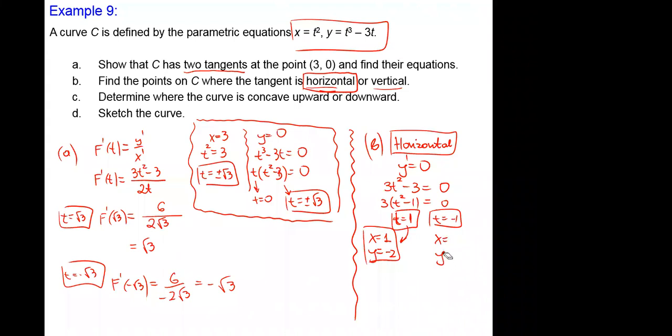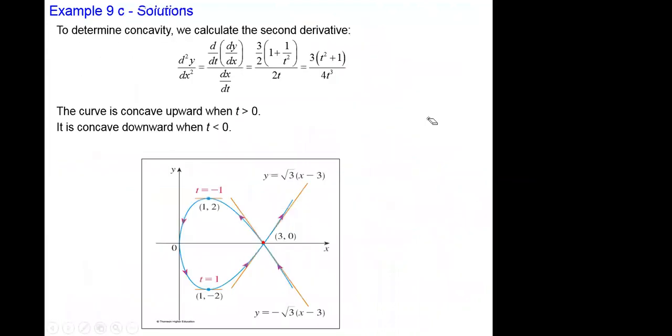What is the value of x and y if the parameter t is negative 1? It is 1 and positive 2. Yes, thank you. I was trying to compute. As we can see, at the points 1, negative 2 and 1, positive 2, we have a horizontal tangent. Let's check the vertical tangent.